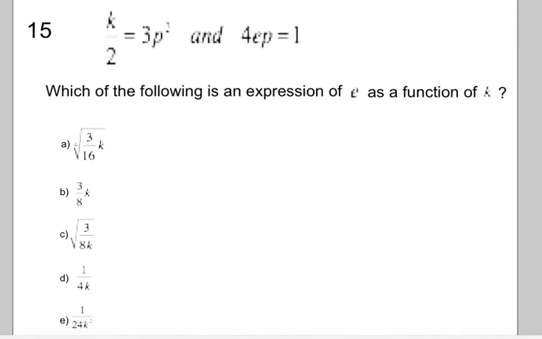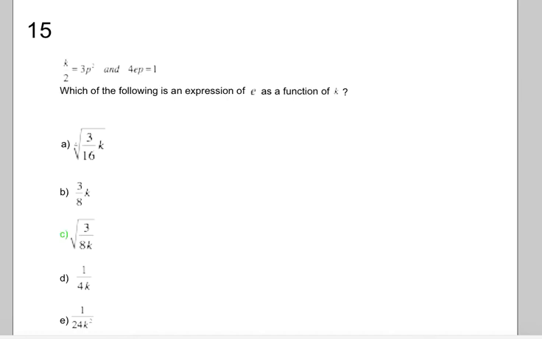All right, 15. Okay, so if you've done 15, another good problem, I like this one, you're going to have to do a little bit of work here. So you're expressing e as a function of k. So what's the one letter that you are not dealing with at all? Well, that's p, right? If you're expressing e as a function of k, you don't want any p's in that equation.